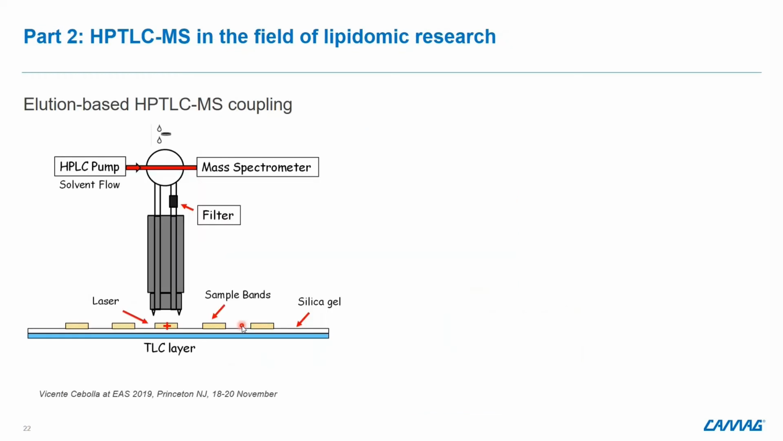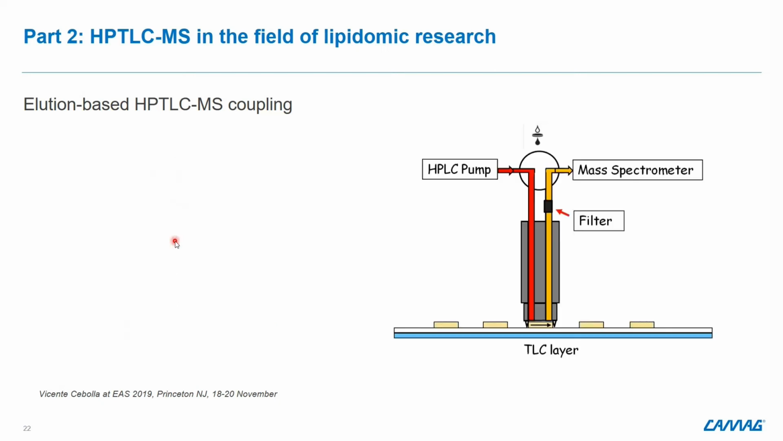There are different possibilities for direct HPTLC-MS coupling, like HPTLC multi-MS, and here you can see an elution-based approach. The elution head of the MS interface is moving to the selected position and is lowered for elution. The valve switches from bypass to injection position. And to prevent fouling of the ion source with silica gel, an exchangeable filter is installed. Each elution takes about 1 to 2 minutes.